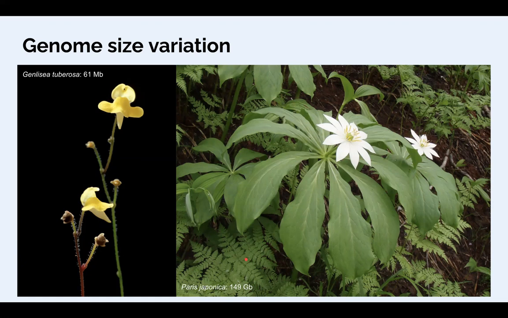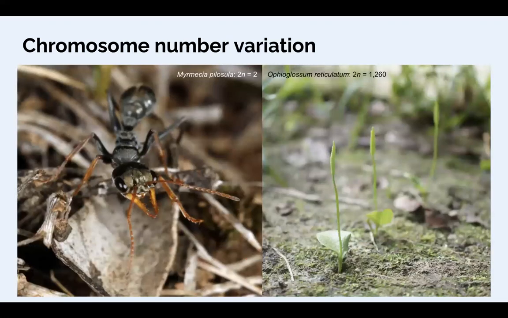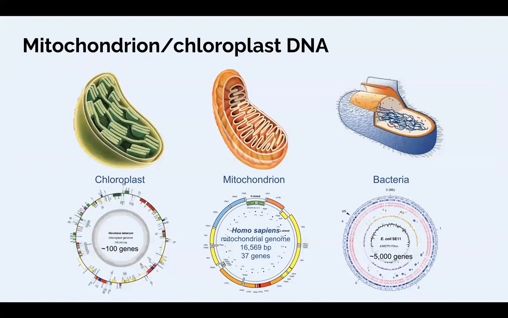So variation in the genome size, and then also variation in chromosome number. The smallest number of chromosomes in an organism is this 2n equals 2 of an ant. And I believe the largest that I could find anyway is this 2n equals 1,260 in this rather inconspicuous fern plant here. Somebody had to count those. So 1,260 chromosomes in a diploid fern plant.